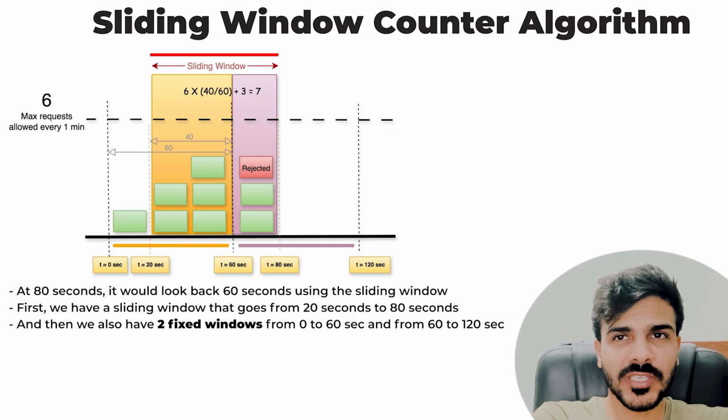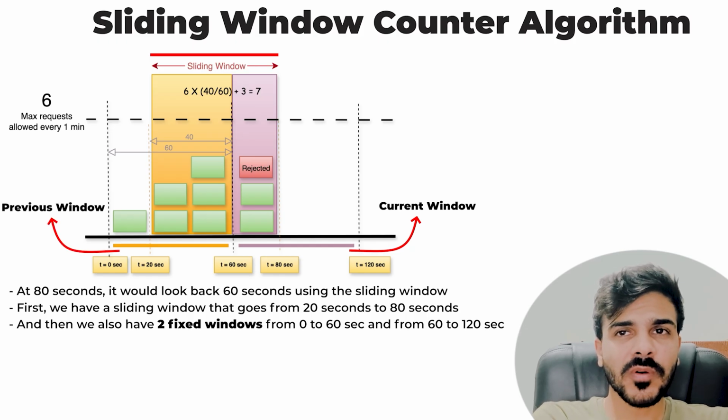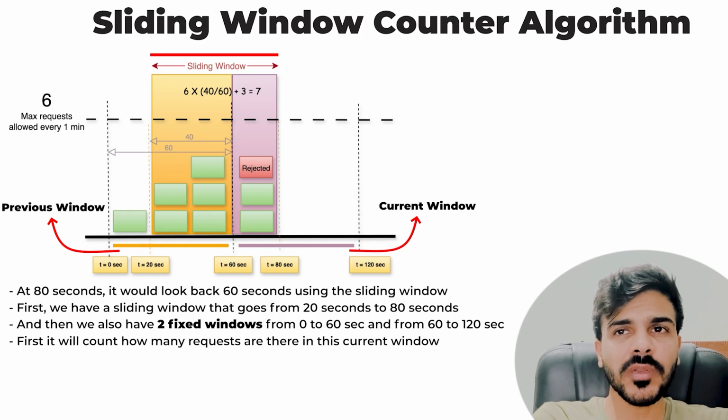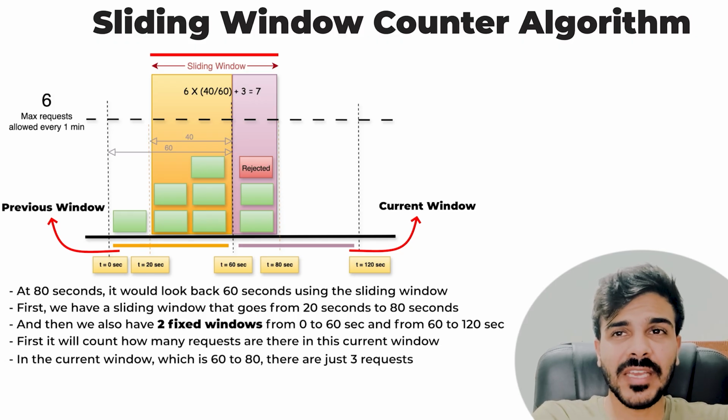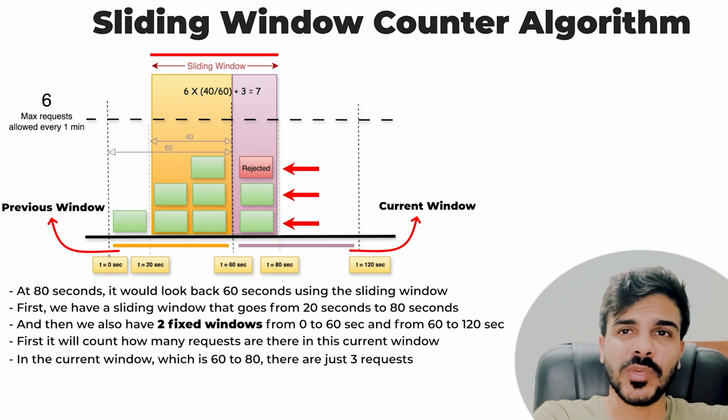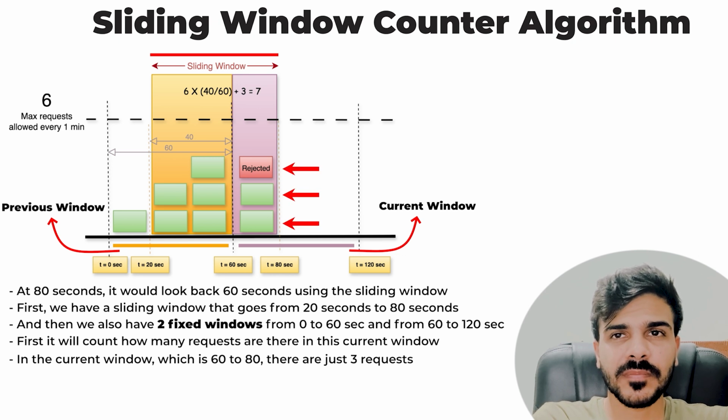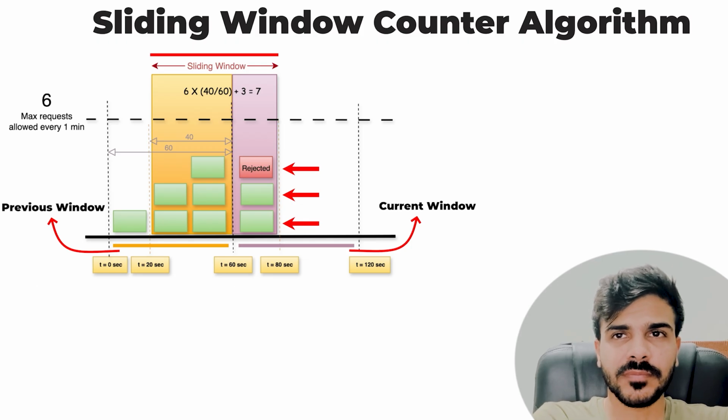Let's call these 2 fixed windows the current window and the previous window. The current window is the current one that we are looking at, which is 60 to 120 seconds. And the previous window is the first fixed window, which goes from 0 to 60 seconds. Now, first, it will count how many requests are there in this current window. Effectively, in the current window, which is 60 to 80, there are just 3 requests. So we count them.